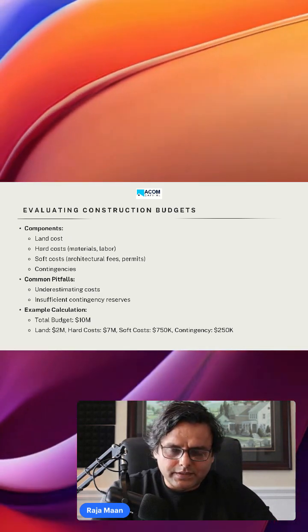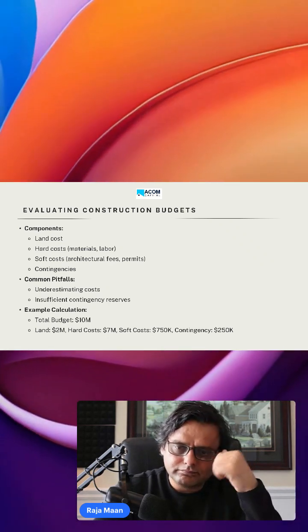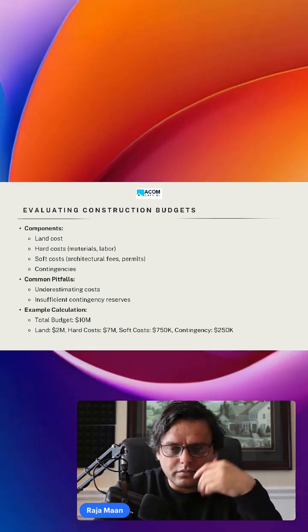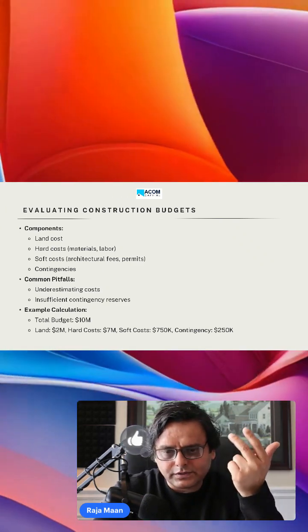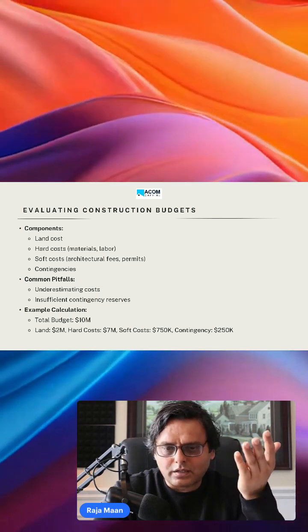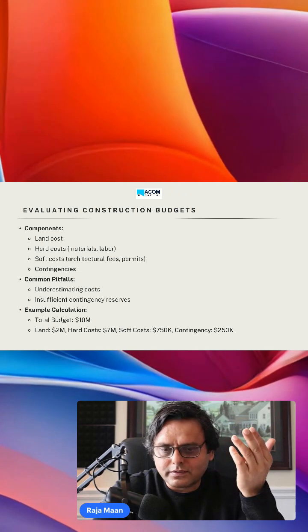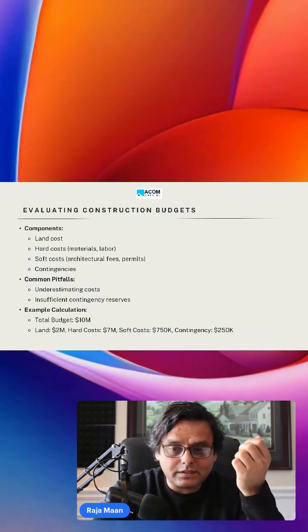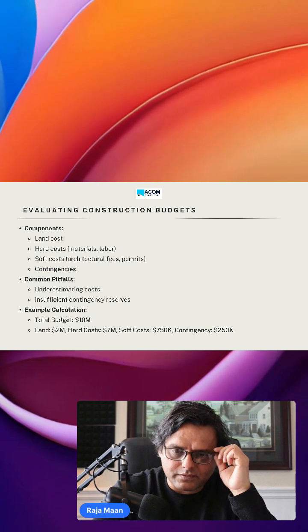Evaluating construction budgets. I mean, we can talk about it: land cost, hard cost. That's usually builders, they already know these things. What is the land cost, what are the hard costs, what are the soft costs, what are the contingencies, and common pitfalls: underestimating costs, insufficient contingency reserves.